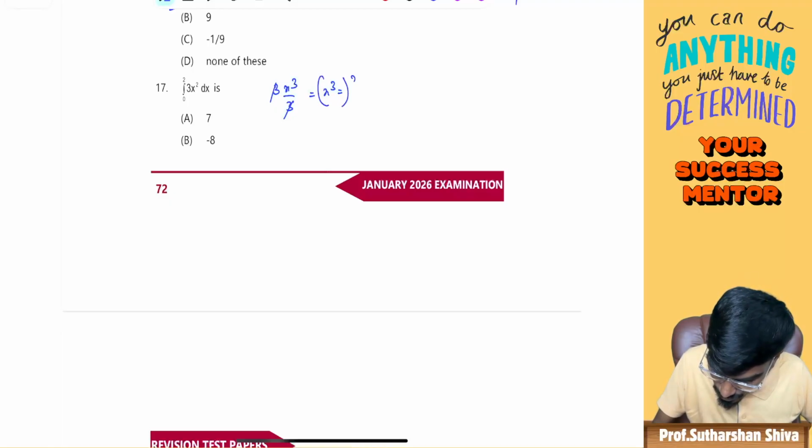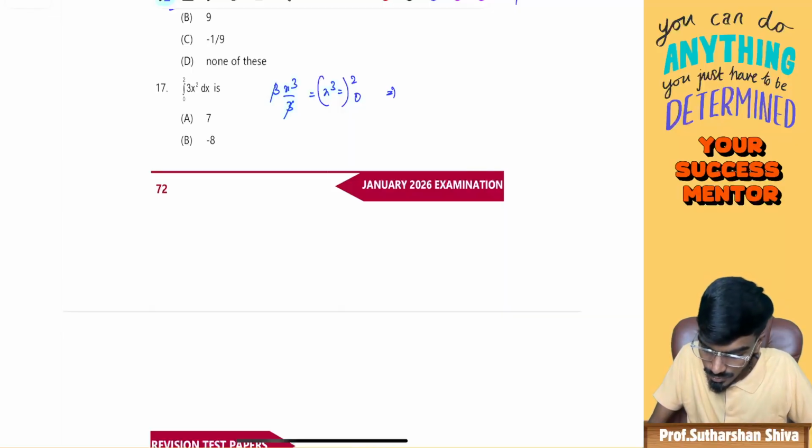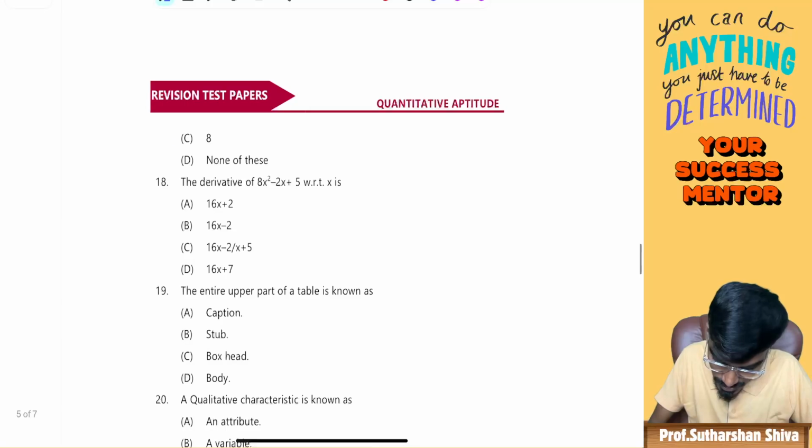Yes. Now we will be doing 3 comma 2. Now we will be doing x cube. X cube is nothing but 2 cube minus 2 power 0. So it is nothing but 8. Option C is your answer.